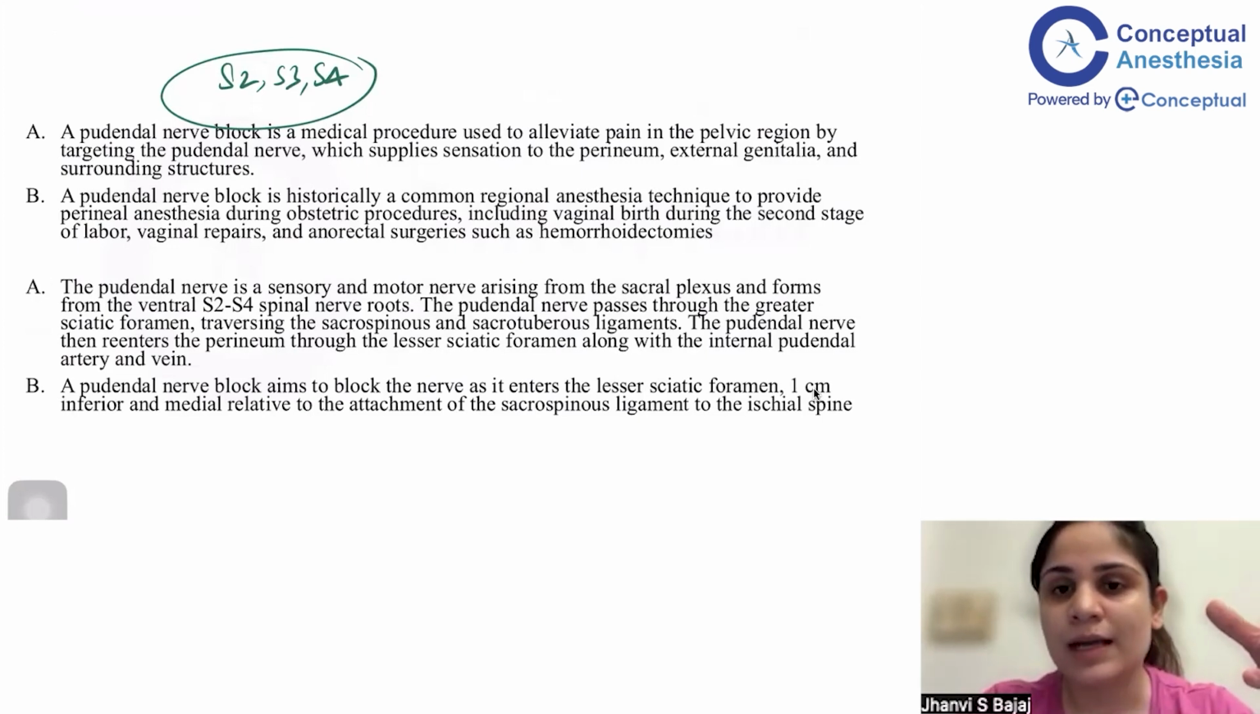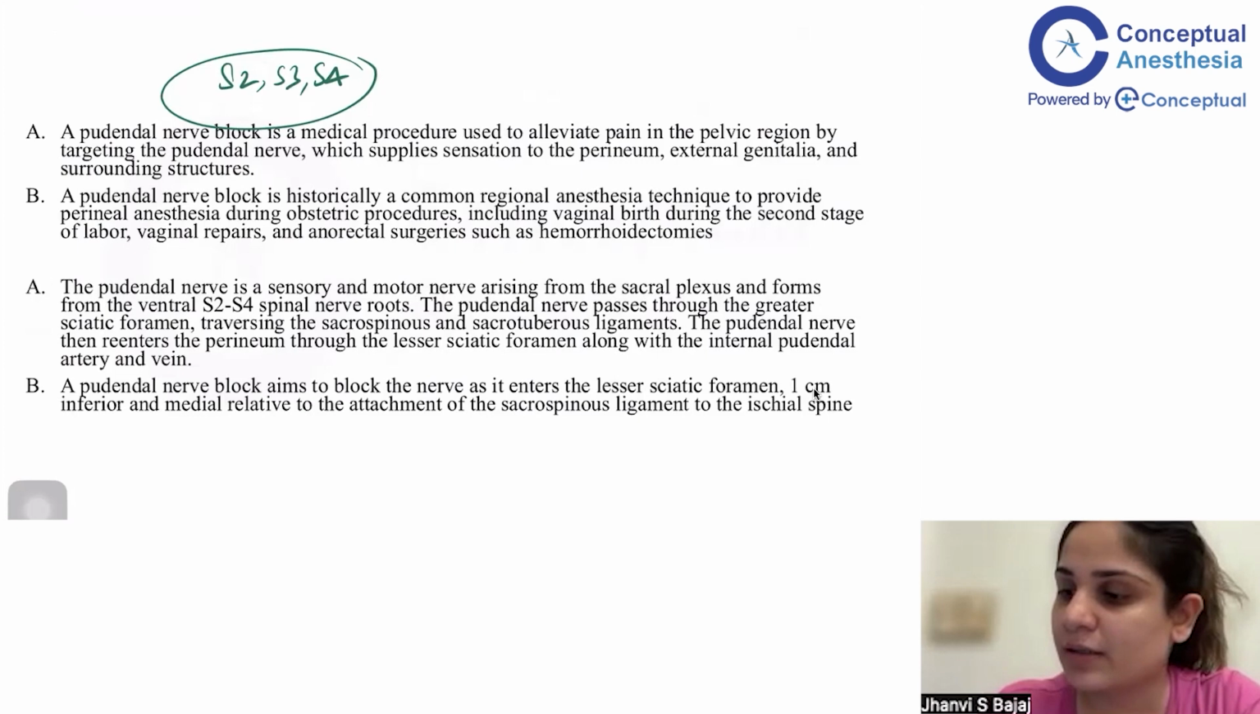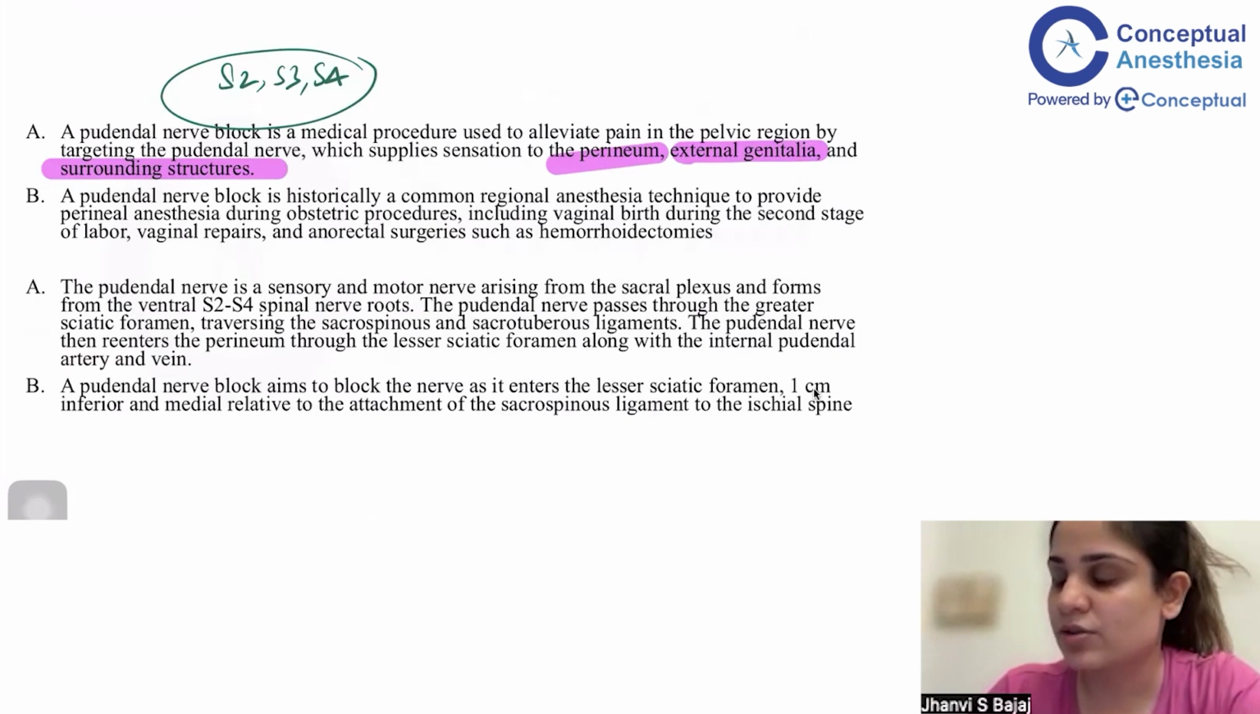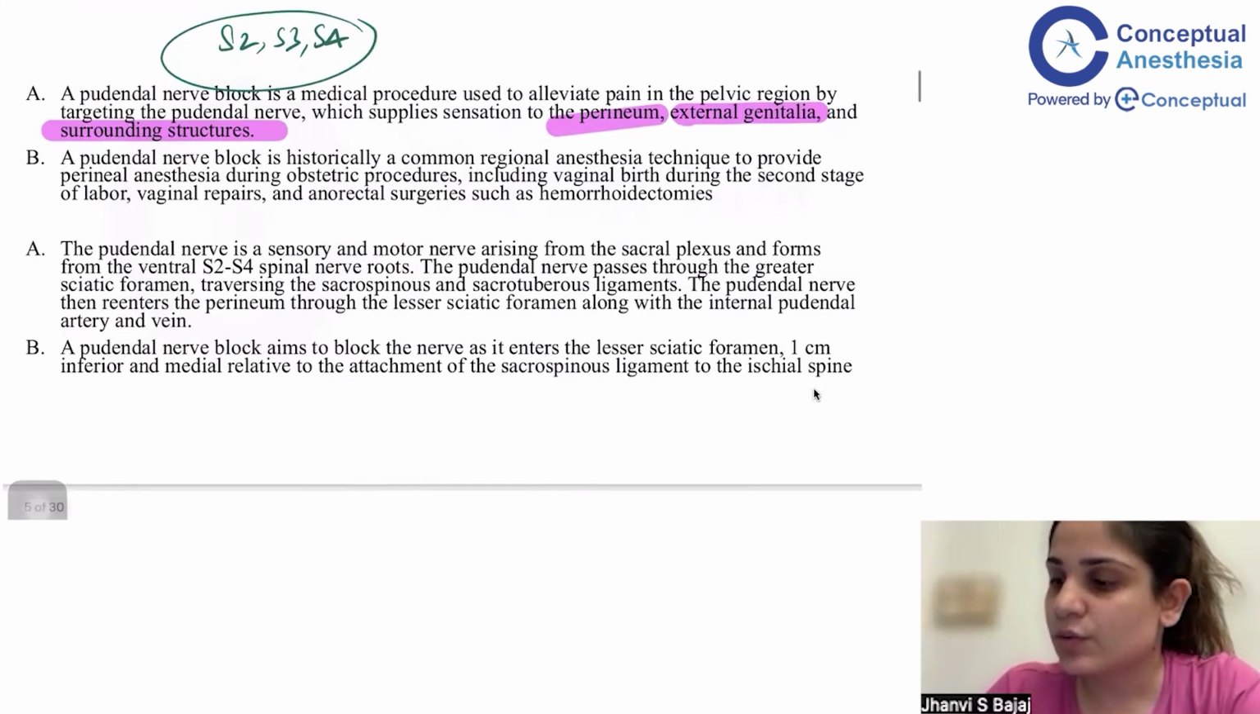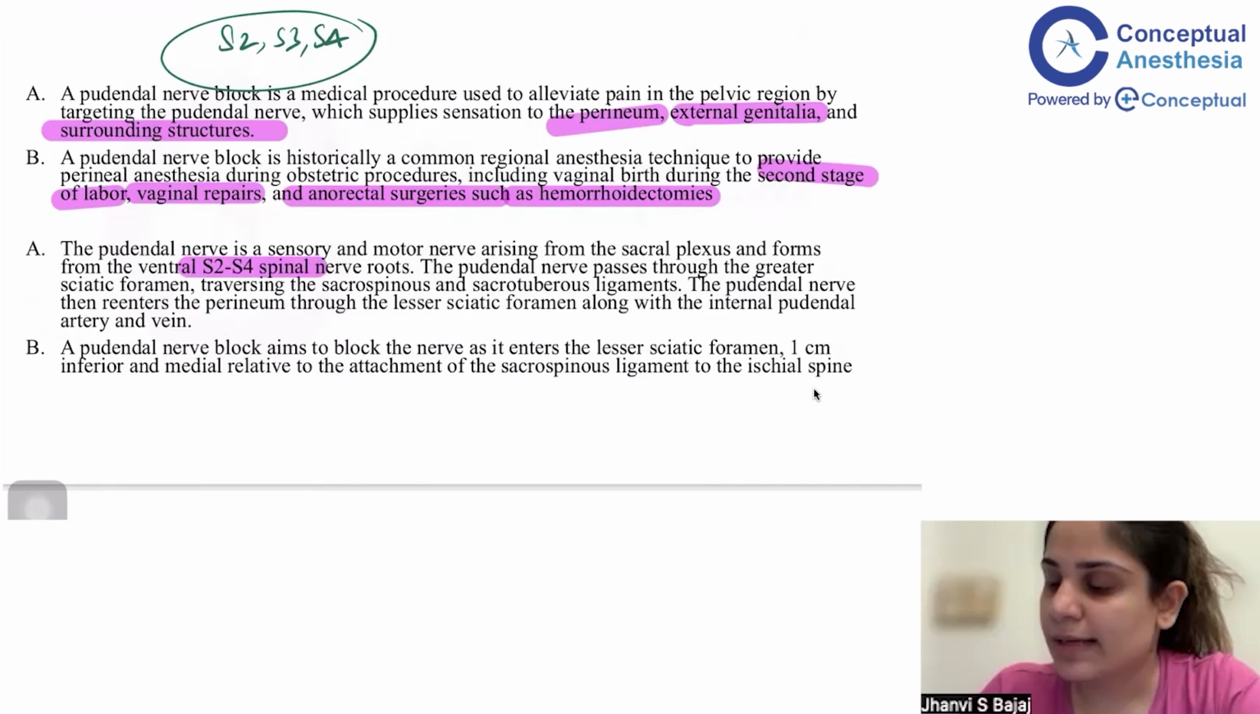In males, you may have some pain related to the perineal area or anorectal area, so that can be treated under pudendal nerve block. Okay, so the pudendal nerve coming from S2, S3, S4 mainly supplies the perineum, external genitalia, and the surrounding structures. It is used for, as I told you, the second stage of labor, vaginal repair, and anorectal surgeries such as hemorrhoidectomies. And I told you it arises from S2 to S4.